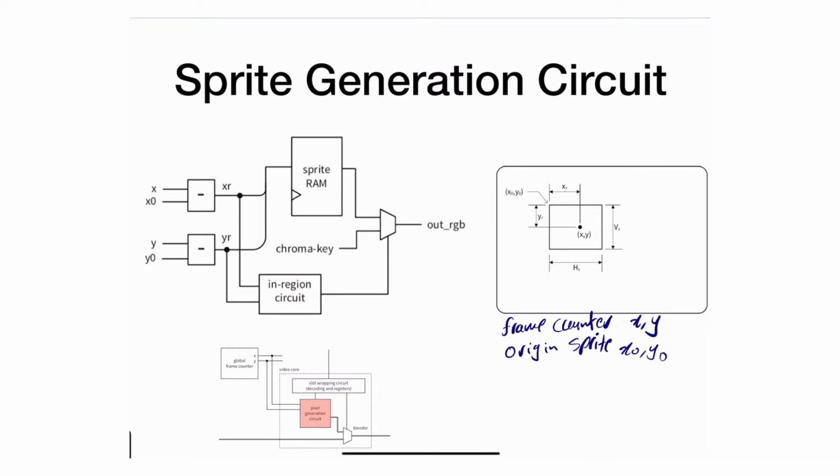So these are the two dimensions. I have X and Y for the pixel that is currently being displayed, and I have X0, Y0, which is just the sprite origin where it's displayed. If you change X0 and Y0, you'll be changing where that sprite is actually displayed on the screen.